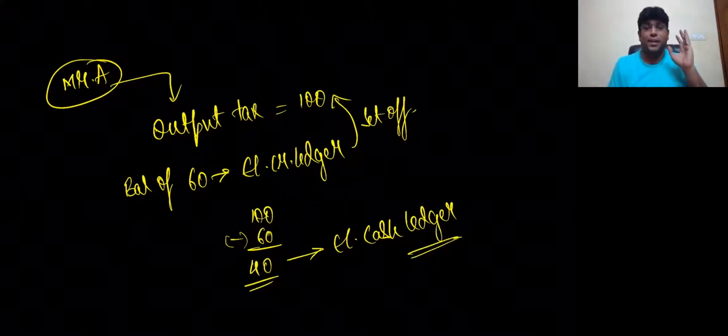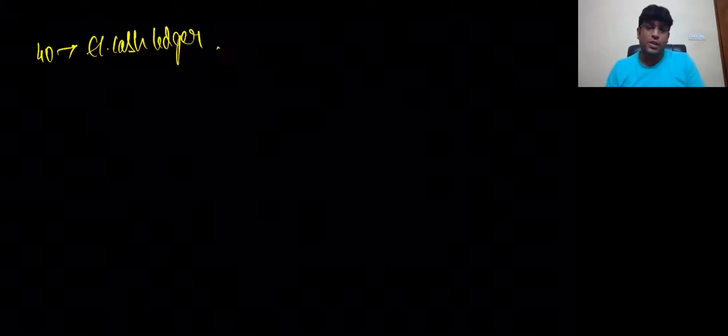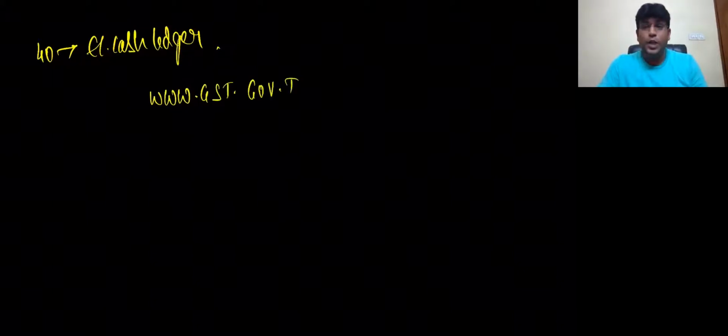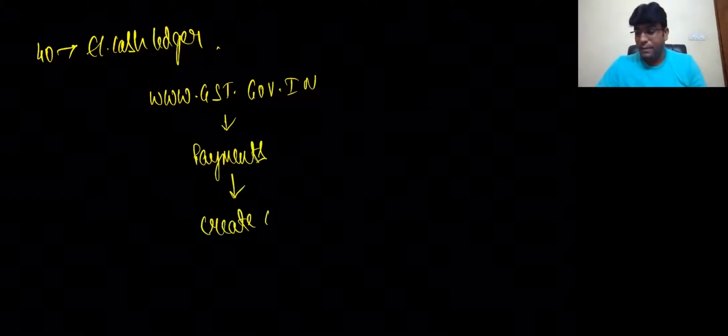So it is inevitable that we need to offset our liability, then only can we file our GSTR 3B. In this context, my dear friends, when I have to pay that 40 rupees, I will pay it using my electronic cash ledger. Now, how does balance come into this electronic cash ledger? Basically, we log into our GST portal. Under the payments tab, we have an option known as create challan. I repeat again, an option known as create challan.